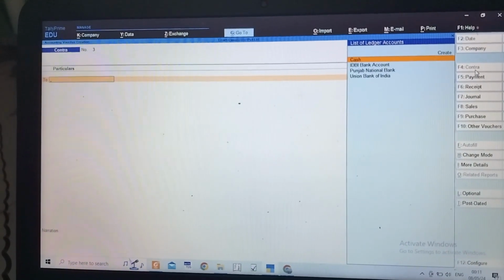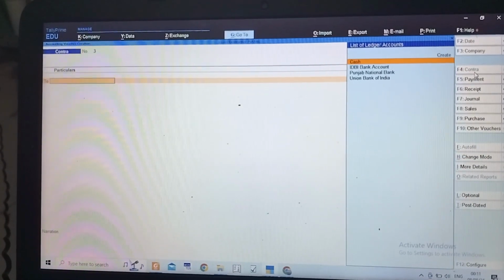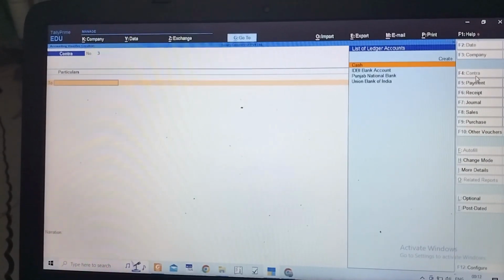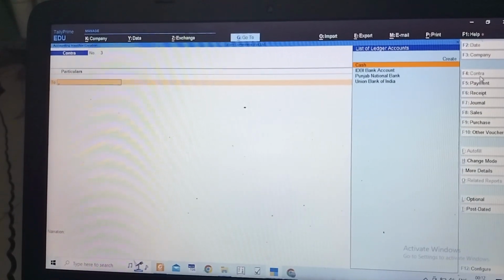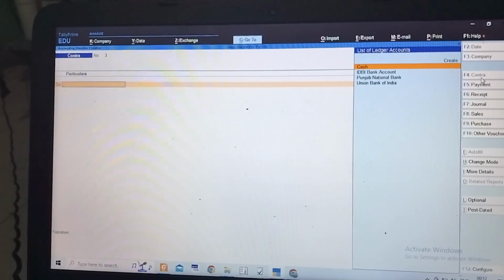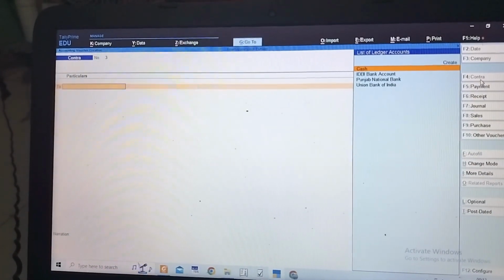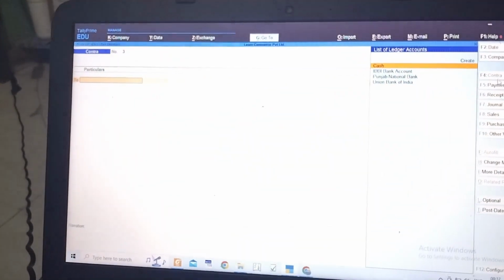So friends, next type of voucher is payment voucher. And in payment voucher, two types of payment we make, either through cash or bank. Then we select payment voucher and we make payment for all ledgers except bank, sales and purchase ledgers. Okay, now let's move to payment voucher.